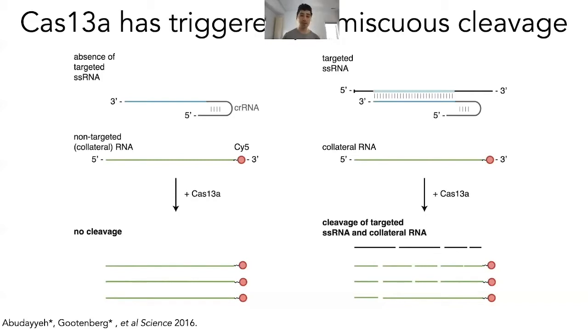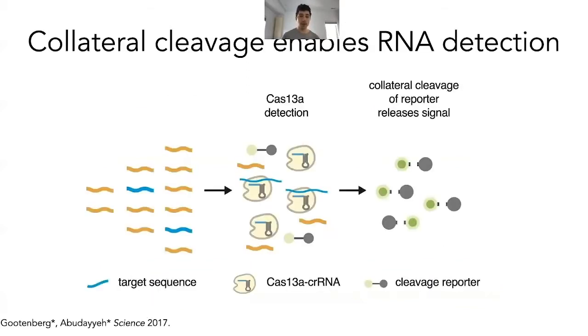Because if we see cleavage of this collateral RNA and we can detect it via its label, you can see we've labeled it here, then we can use that to back infer that we had a targeted RNA in solution. So this is an RNA detection modality where if we have a target sequence, we can program Cas13 to target with a CRISPR RNA, and it will cleave, and we can detect a cleavage reporter.